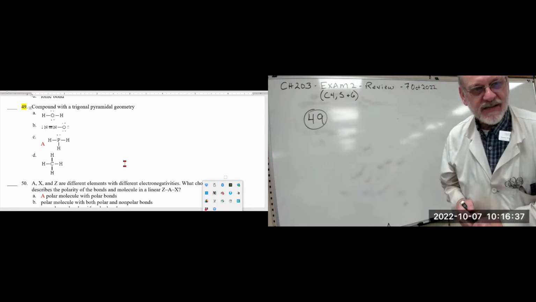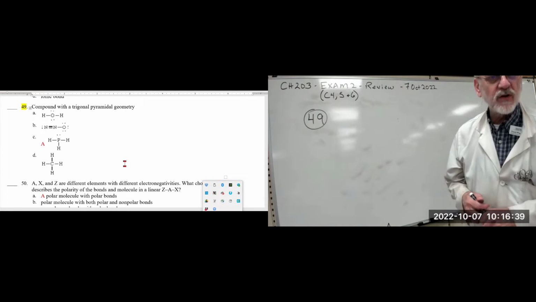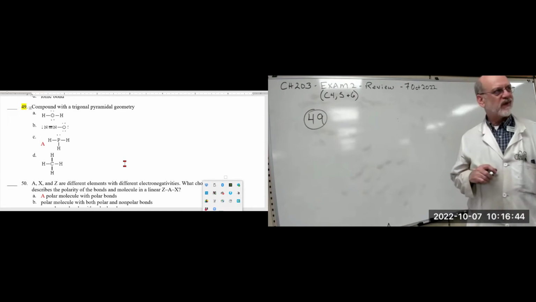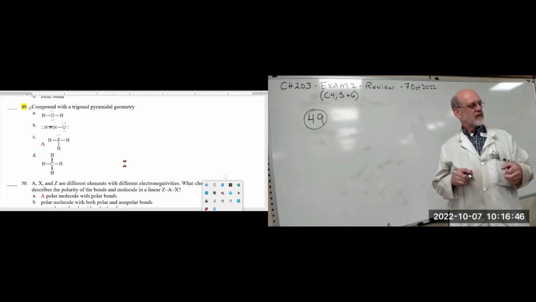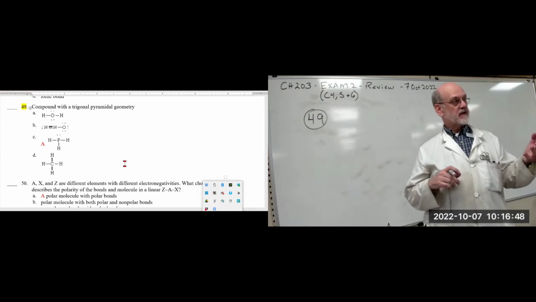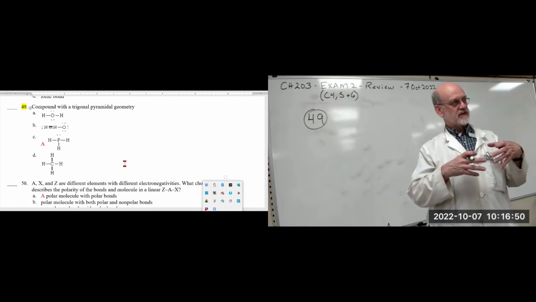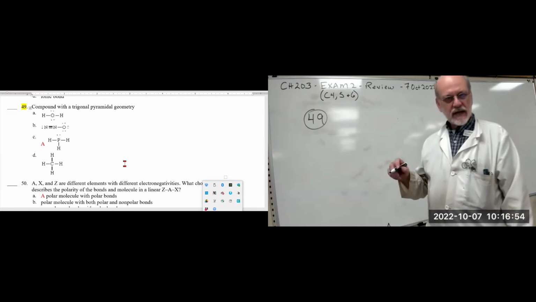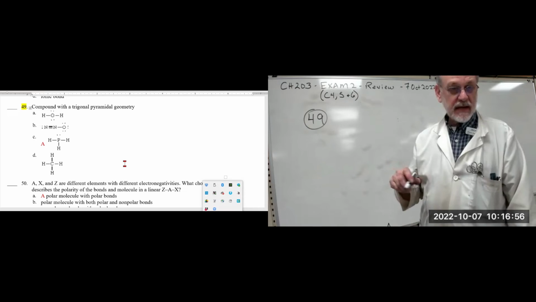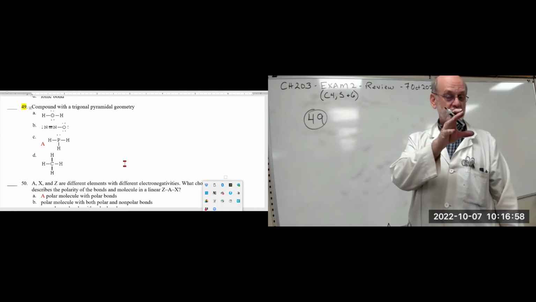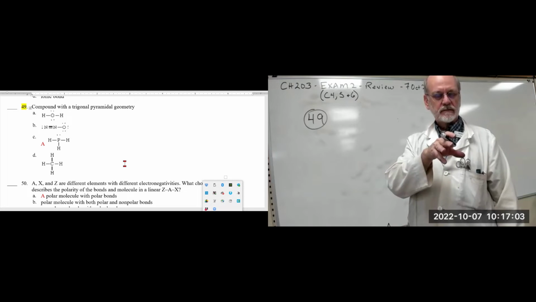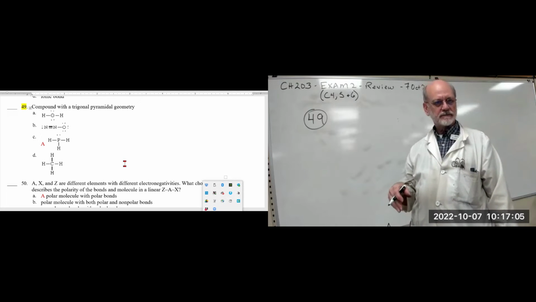Okay, let's see. Compound with a trigonal pyramidal geometry. What's a trigonal pyramid? Well, it's kind of like the Egyptian pyramids, only it doesn't have a square base, it's got a triangular base. That's a trigonal pyramid. And I assume from this that that's the molecular geometry, not the ionic geometry.